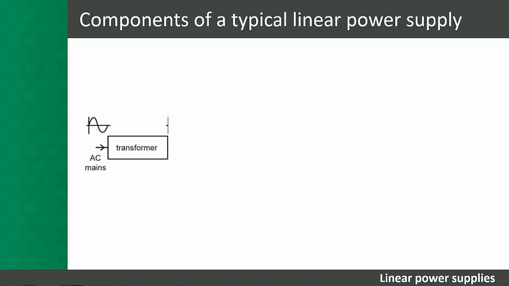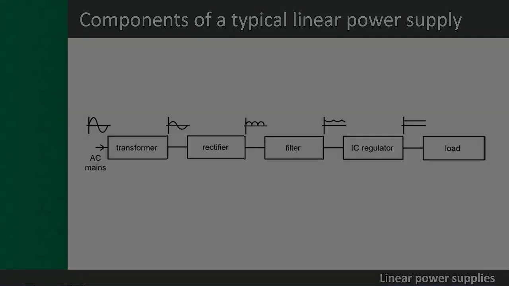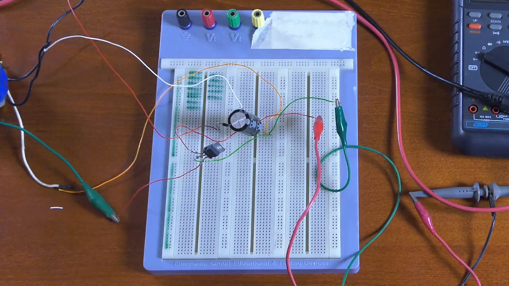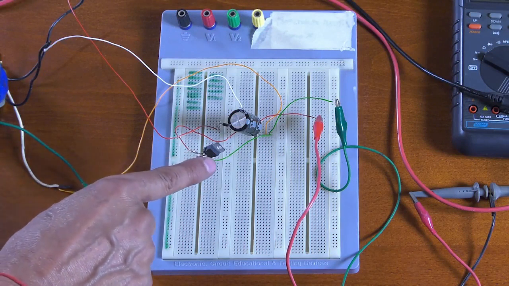Here are the components of a typical linear power supply and how they are connected. Note how the waveform changes from AC to DC with each step. We will now watch a video in which a voltage regulator is added to the circuit, completing the linear power supply. We have now added into the circuit a 12-volt regulator.